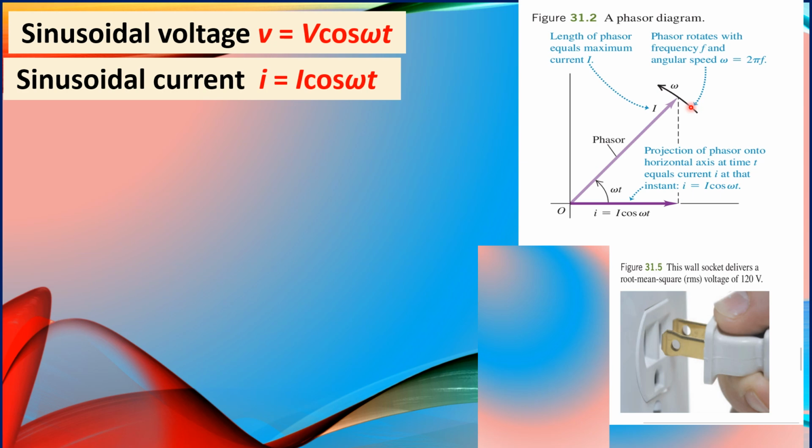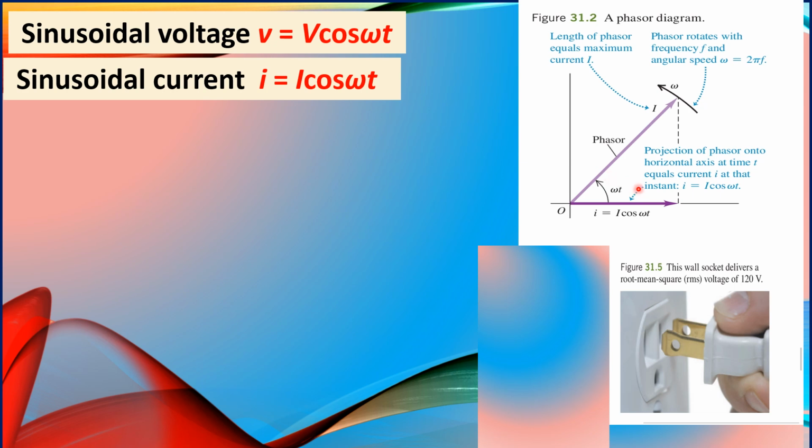It is rotating with a frequency small f and an angular speed omega equal to 2 pi f. The angle that this phasor makes with the horizontal is labeled here as omega t, which refers to the angle. When omega is multiplied by time t, that represents the angle in radians.